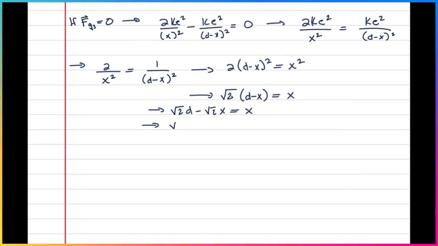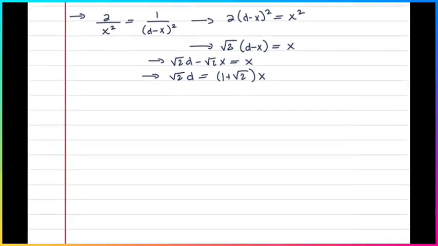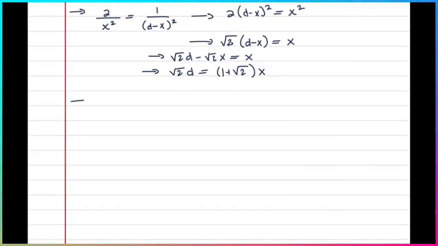Then I'm going to lump those x's together. So square root of 2 times d equals, and this becomes 1 plus square root of 2 times x. And finally, at the end of the day, I get that x is equal to square root of 2 over 1 plus square root of 2 times d.